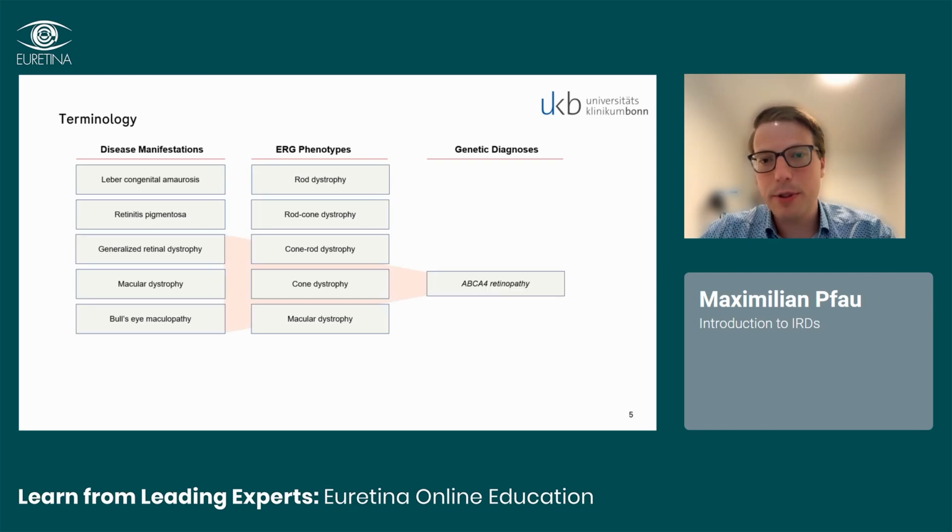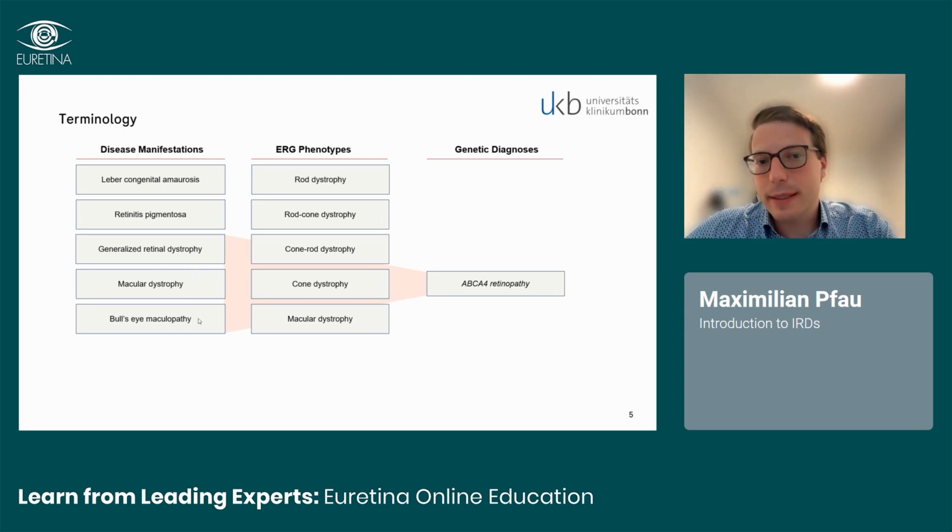And then it's also important to recognize that one gene or one specific genetic disease can cause several types of ERG phenotypes. For example, ABCA4 retinopathy can cause all these ERG phenotypes that are always also used for this classification of 1, 2, and 3. And then you also can use them to describe them clinically.